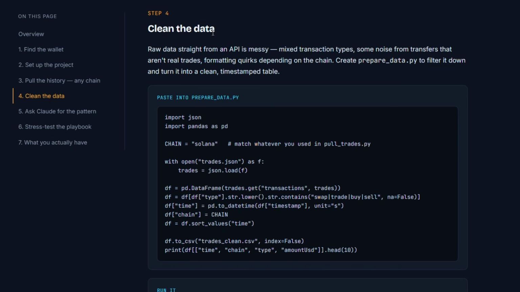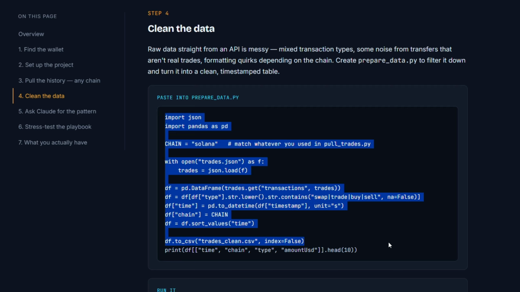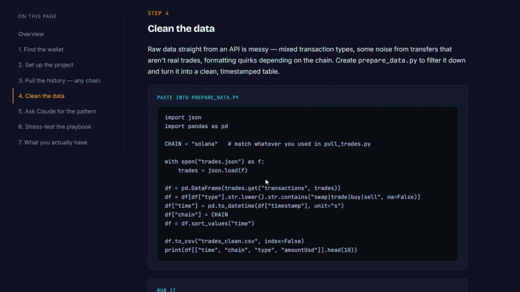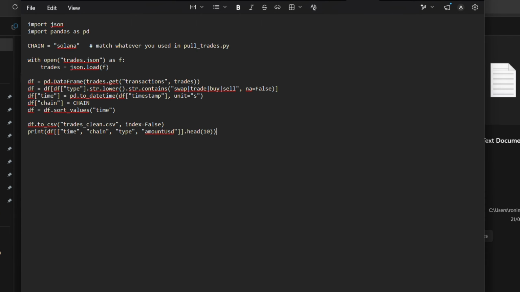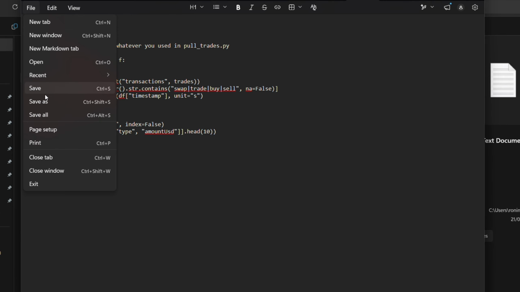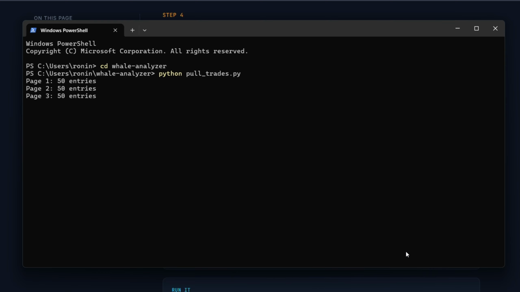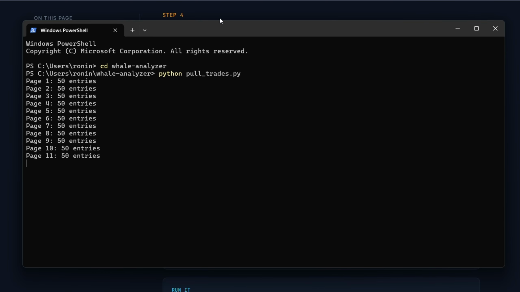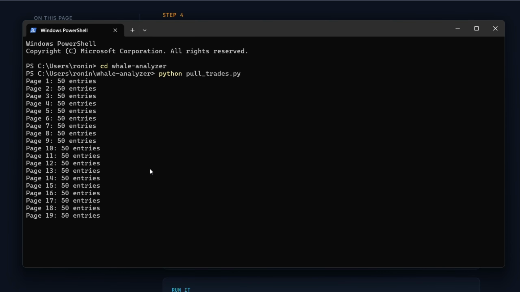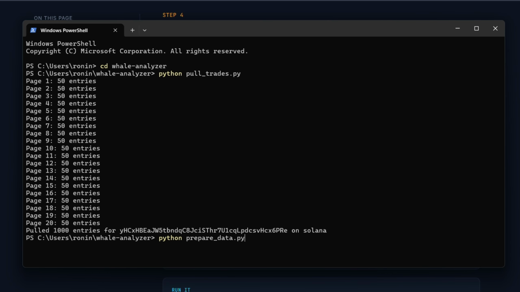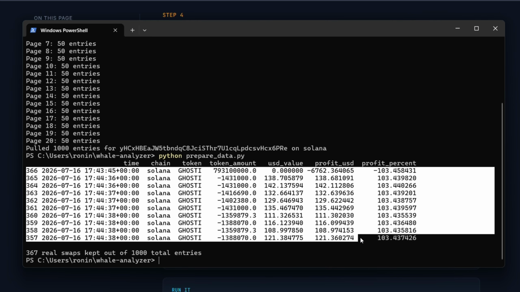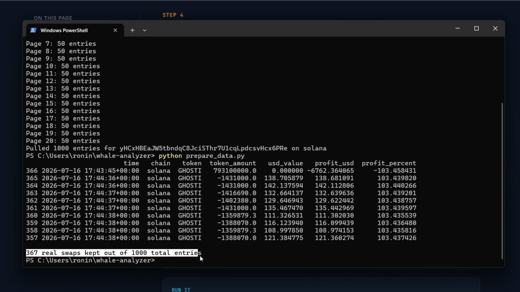Step 4 is cleaning that data up. Raw data straight from an API is messy. Mixed transaction types. Some noise from transfers that aren't actually trades. Formatting that differs slightly depending on which chain a given entry came from. So the next script filters that down to actual trades and turns it into a clean, time-stamped table, sorted in the order the trades actually happened, with the chain each one occurred on clearly labeled.